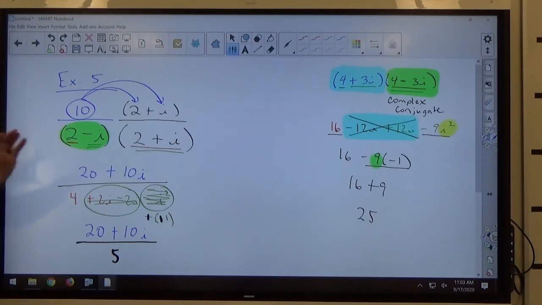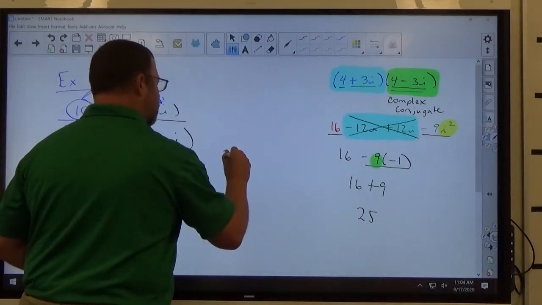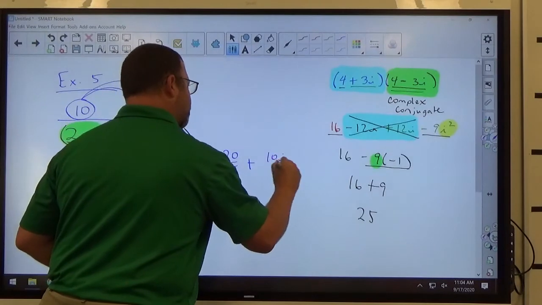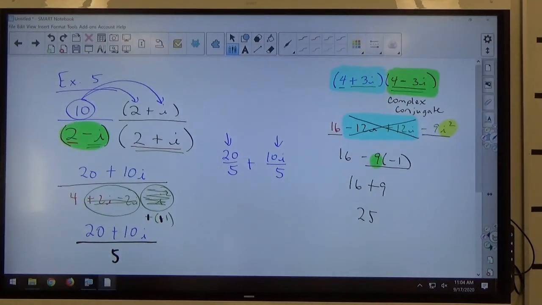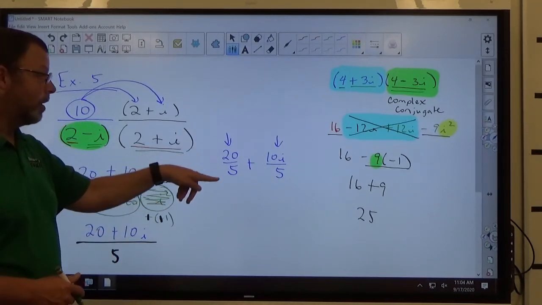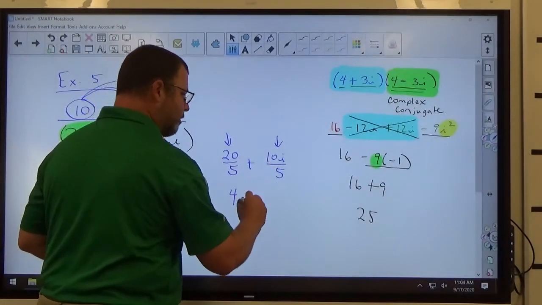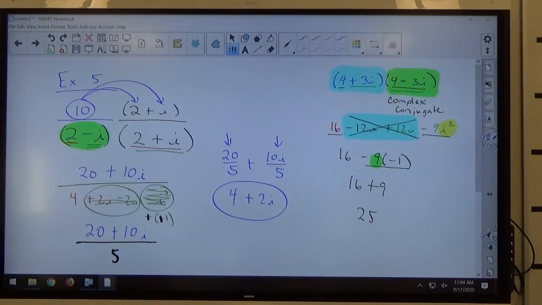And then the final thing is to separate this into 2 separate fractions: a real fraction, 20 over 5, added to an imaginary fraction, 10i over 5. The real fraction goes in front, the imaginary fraction in back. And I want to reduce if possible. Whole numbers are better than fractions if you can make them happen, and reduced fractions are better than non-reduced fractions. 20 divided by 5 is 4. 10i divided by 5 is 2i. So 4 plus 2i is equivalent to 10 over 2 minus i. Again, that's our task in the problems today: to make an equivalent expression in a plus bi form.